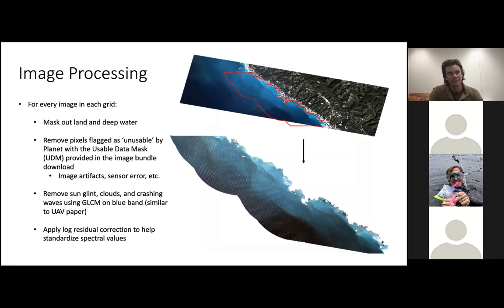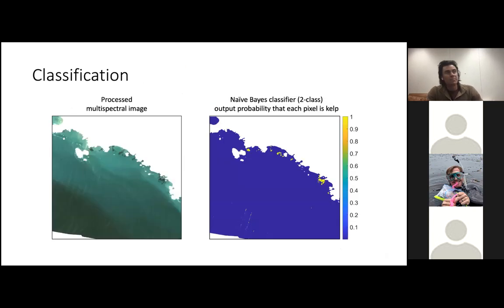Myself or Kate can describe this, but essentially we mask out the land and water, only use the higher quality pixels using the quality flag provided by Planet, remove sun glint, clouds and crashing waves using a similar approach to what we did with UAV data, and standardize the image. And then we use this naive Bayes classifier to get the probability that each pixel is kelp. And we take advantage of the daily imagery provided by Planet to smooth out some of the noise.